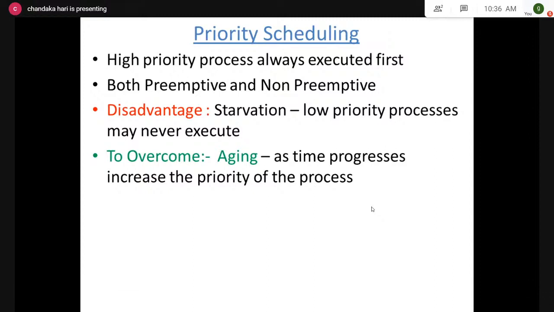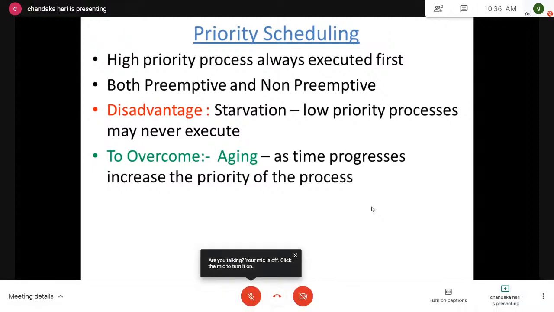The solution to the problem of indefinite blockage of a low priority process is known as aging. What is aging? Aging is a concept of continuously adding priority to the waiting process.